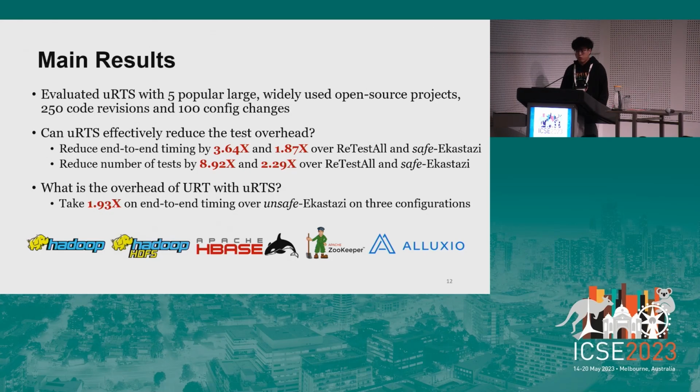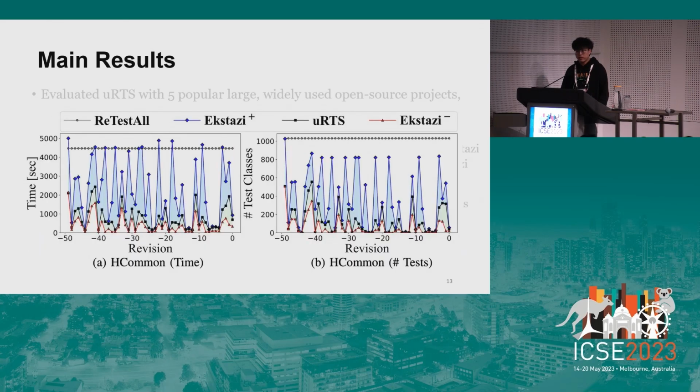We also measure the overhead of introducing CT with URTS. The result shows that URTS takes only 1.93 times on the end-to-end testing time over unsafe Ekstazi, or RTS that ignores all configuration changes. Here is one example of comparing URTS with retest all and safe Ekstazi within 50 code revisions and 20 configuration changes.